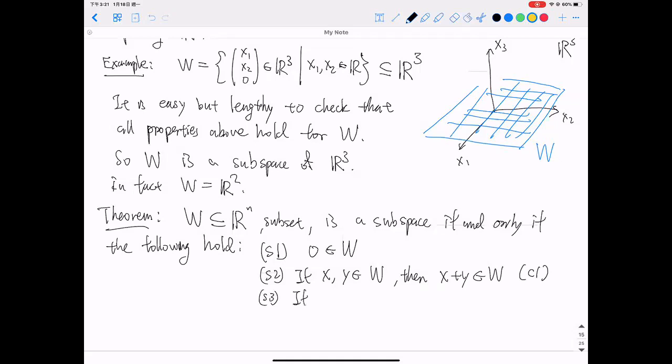Now, S3 is if x is in W and A is in R, namely a scalar, then A times x is in W. This is just the closure property C2. Okay. Well, that's it. That's what the theorem says. If you just check these three properties, the two closure properties plus this statement that the zero vector is inside the subset W, then W is a subspace.